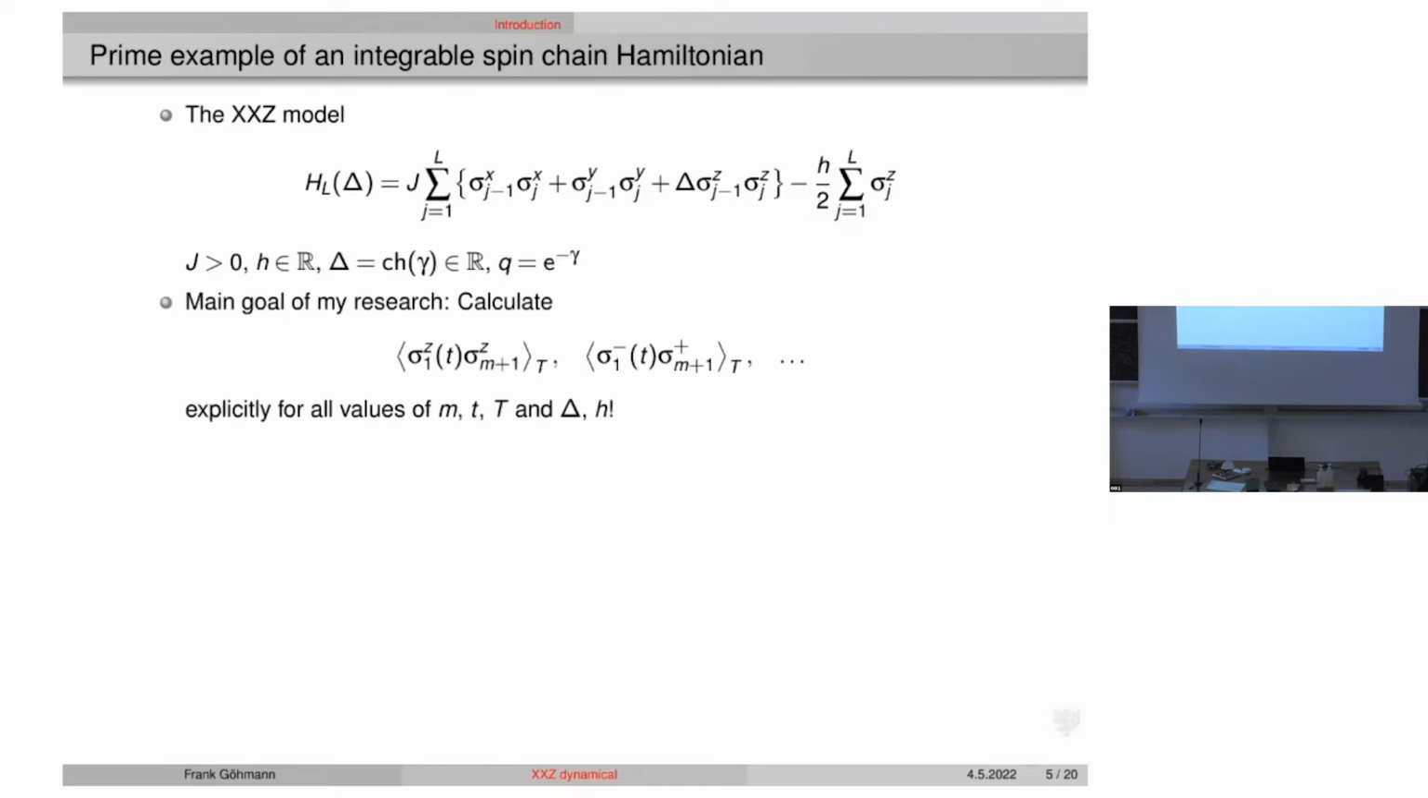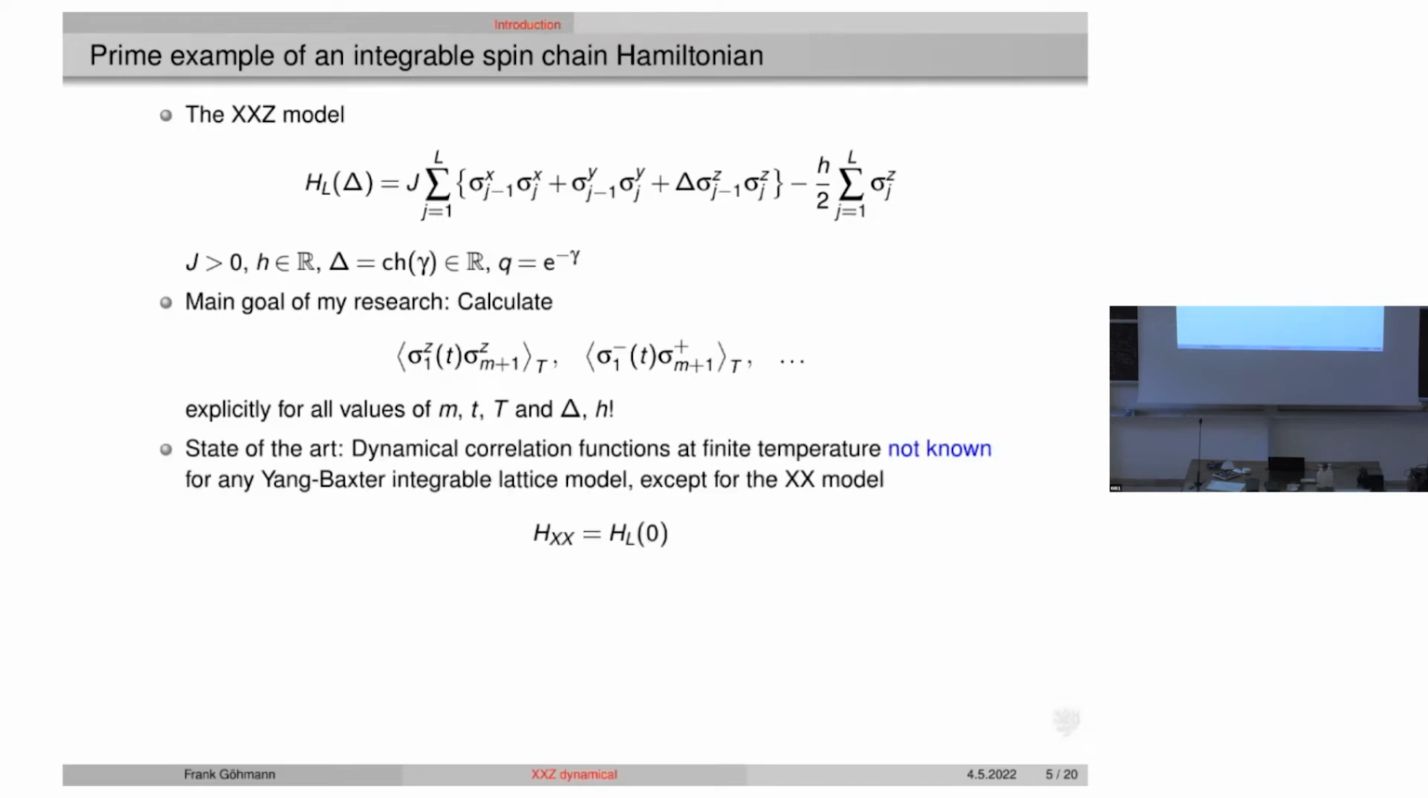So the main goal of my research is to calculate two-point correlation functions, like between two Pauli matrices at site 1, time t, site m+1, and time 0. And there are many more, where you have local operators ranging over several lattice sites. So we would like to develop a theory which allows us to get all these expressions explicitly for all values of distance, time, temperature, anisotropy, and magnetic field. That's the goal.